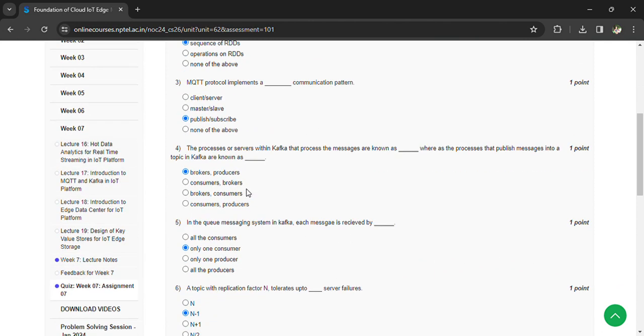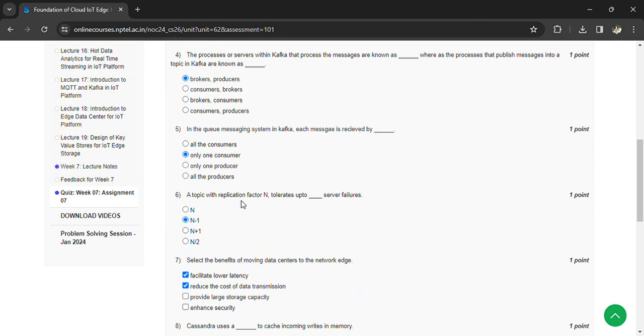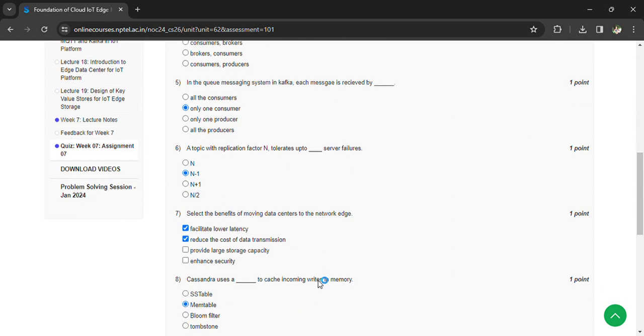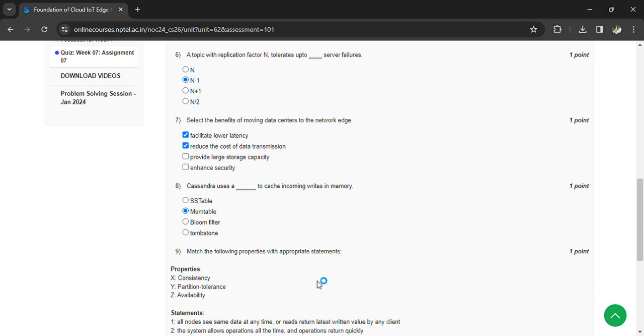In a queue messaging system in Kafka, each message is received by only one consumer. A topic with replication factor n tolerates up to n minus 1 server failures. The benefits of moving data centers to the network edge are to facilitate lower latency and reduce the cost of data transmission. Cassandra uses a cache for incoming writes in memory, the memtable.